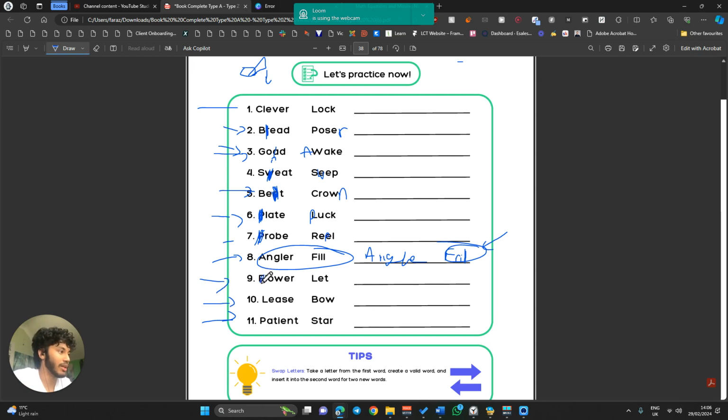So question 9, I see flower and lower. And then, yeah, if we put the F in there, that will be lower and left. Question 10, lease and bow.